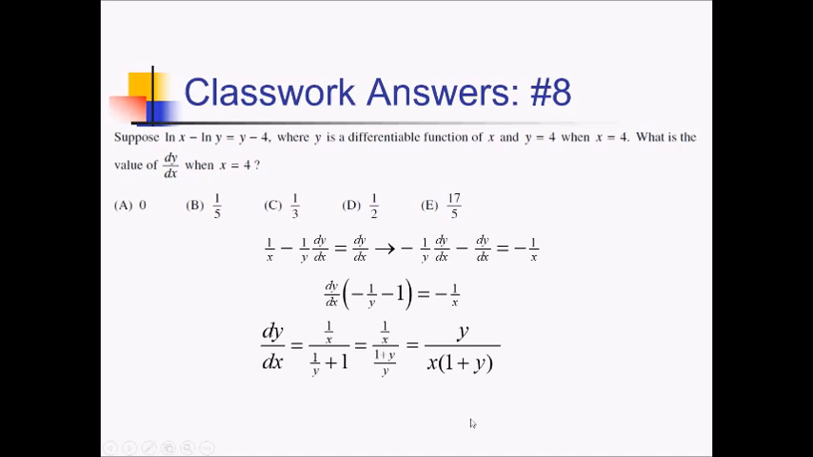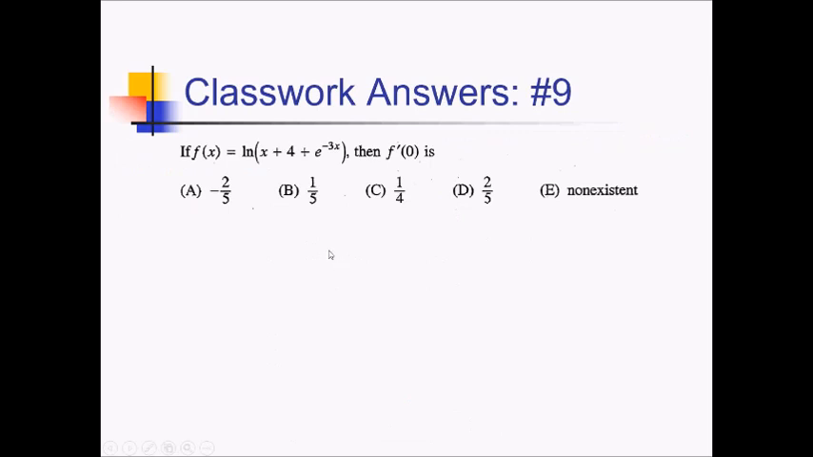At this point, let me go ahead and plug in the point 4 comma 4. So I've got the y value 4 divided by the x value 4 times 1 plus the y value 4. So this is going to end up being, let's see, I can actually cancel out these 4s. So that's just going to leave me with 1 over 5. And that's going to be answer choice B.